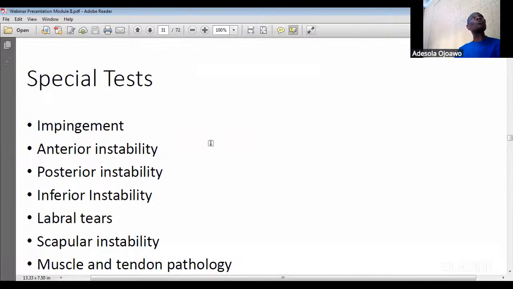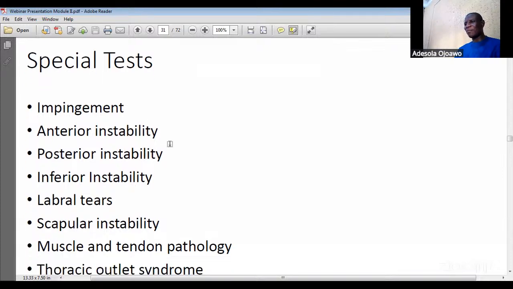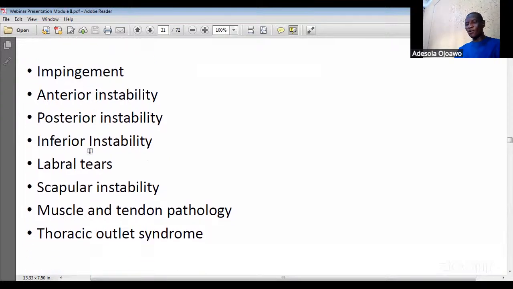Yes, we come to special tests. Special tests. Now I want us to pay attention to this. All this, we are talking of differential diagnosis. So all these are what we have. We call them variables that we have at the shoulder joint. There can be impingement, there can be anterior instability, there can be posterior instability, there can be inferior instability, there can be labral tears, that may be tearing of the cartilage that is inside the joint. Yes, there can be scapular instability.